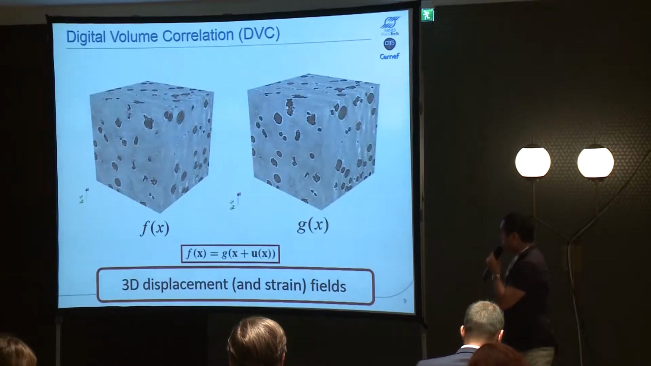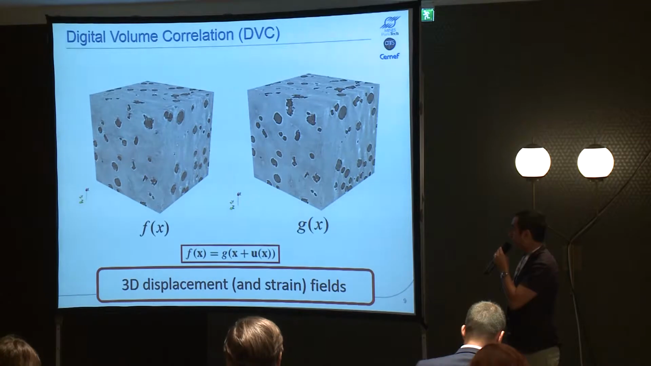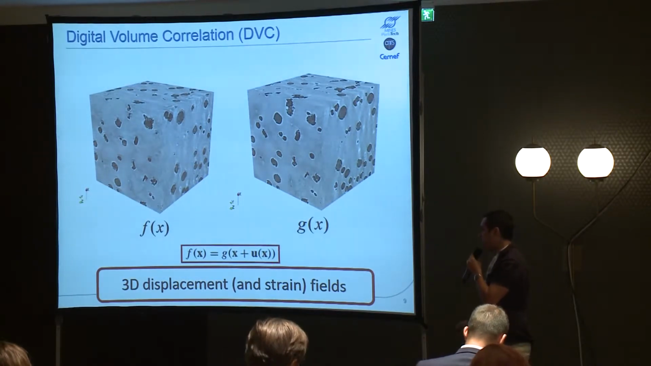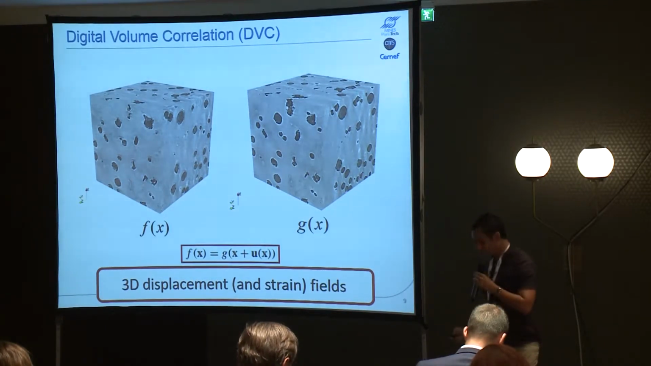Digital volume correlation is an extension of digital image correlation in three dimensions. What we will do is to try to correlate an undeformed configuration F with a deformed configuration G through a three-dimensional displacement field. We will solve a global minimization procedure to obtain this displacement field, and then we can calculate three-dimensional strain fields.